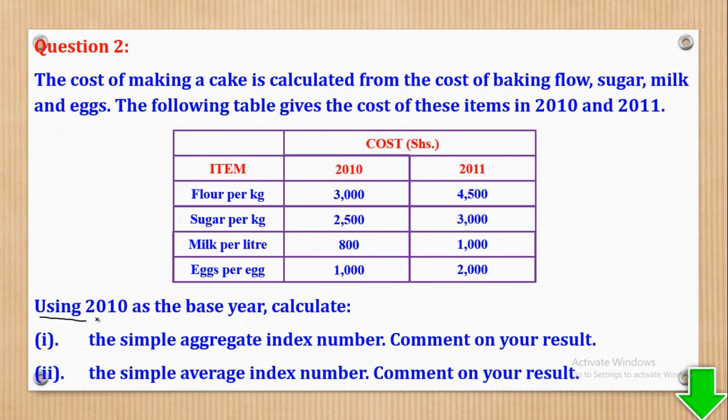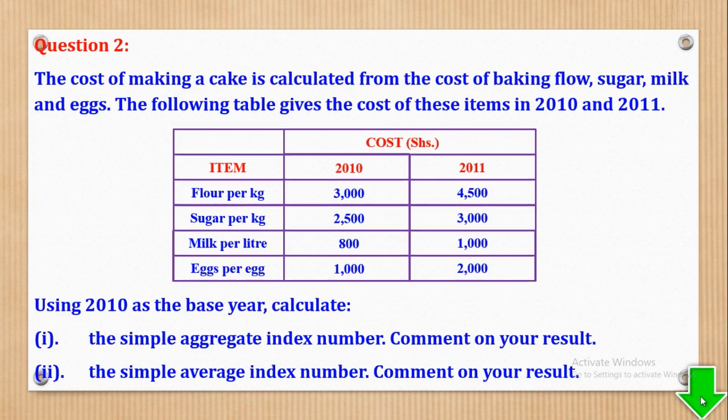Now using 2010 as the base year, so always the question will specify the base year, calculate the simple aggregate index number, the simple average index number, and comment on your result. So the procedure will still be the same as it was in question 1. Therefore, it is advisable that you pause the video and first work it out, then you can continue with the video.